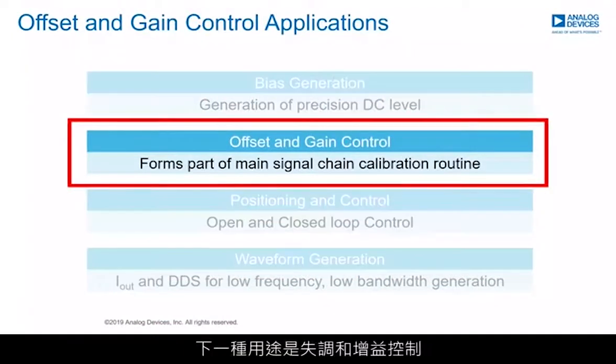The next use category is offset and gain control. DACs are extensively used for this purpose to trim out offset or gain error in the main signal chain and form part of many systems' calibration routines. One common example can be found within user-built power supply units, where the DAC is used to trim the supplies to an exact output value.